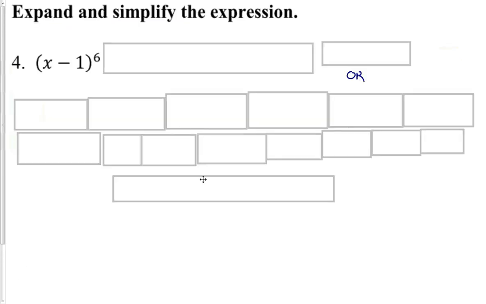Moving on. x minus 1 to the 6th. Expand and simplify. Now, generally speaking, there are two ways we can do this. I just showed you the Pascal's triangle. Why don't you just draw out a triangle to 6? You can do that. Sometimes that's helpful when you have something like this where it's 1x minus 1. Not very difficult. When we have different coefficients here, it gets a little more complicated.